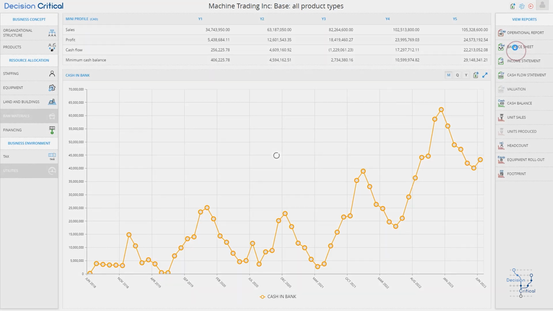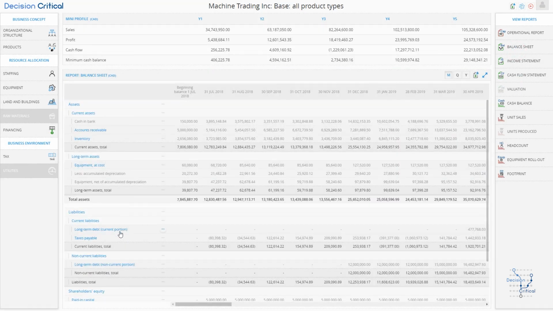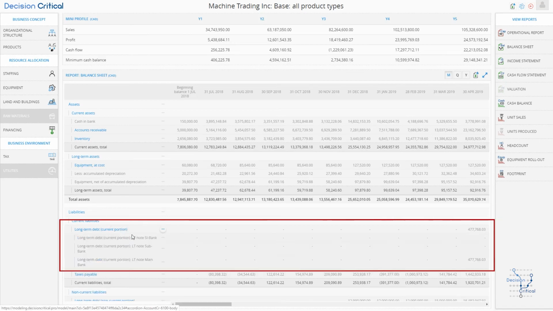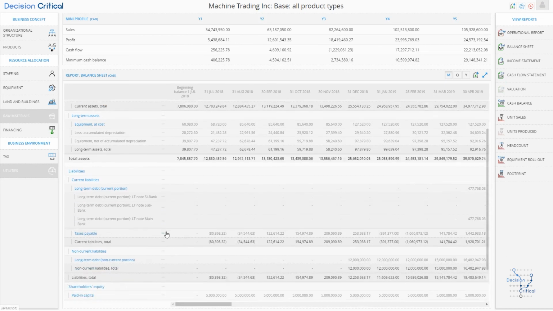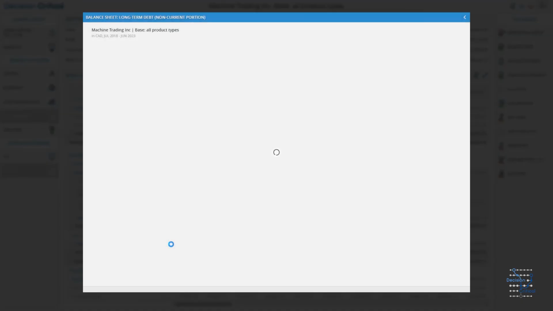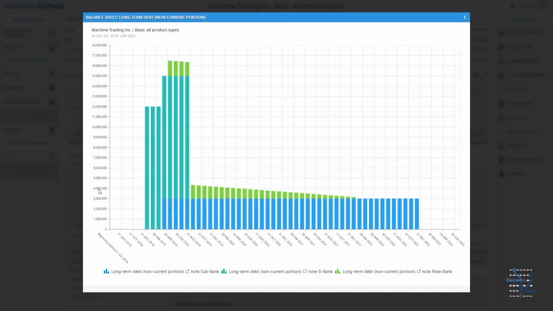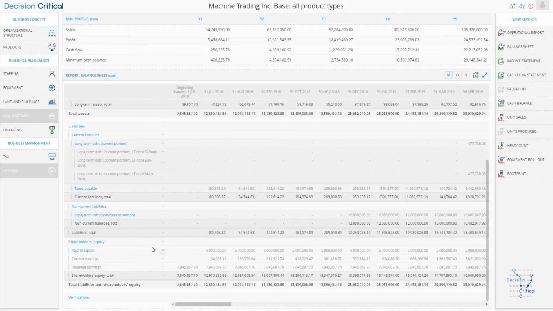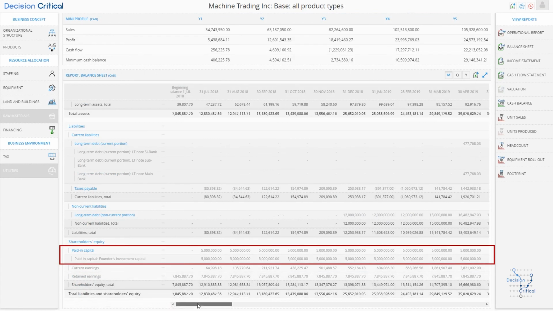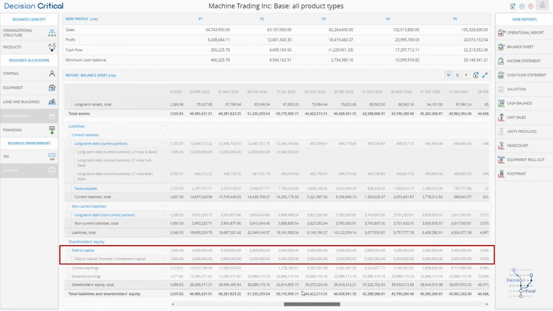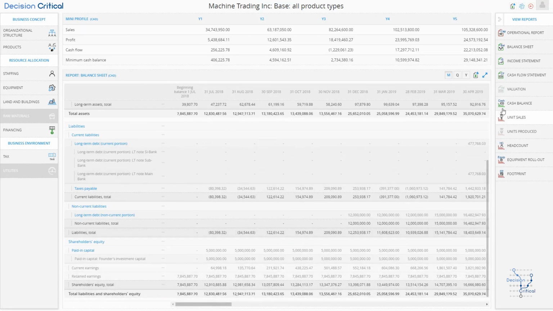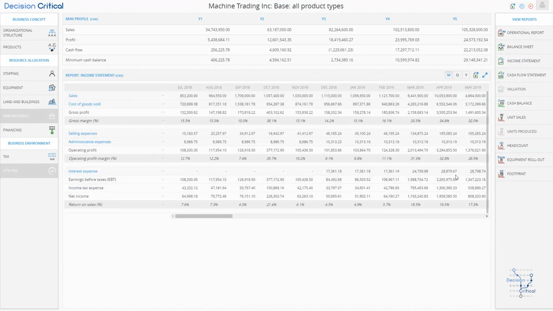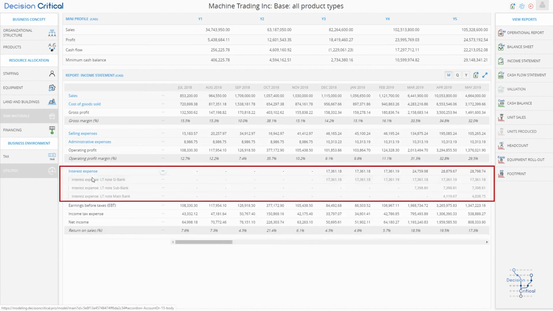If we go to the balance sheet, we can see the short-term portion of our bank loans under current liabilities here, and see the graph for the long-term portion under non-current liabilities here. And of course, here is the founder's capital of 5 million Canadian dollars under shareholders' equity shown as paid-in capital. In the income statement, the interest expense on our loans is displayed under interest expense.